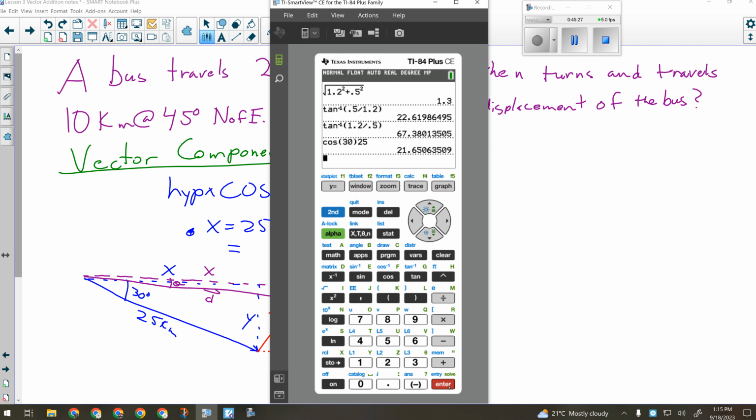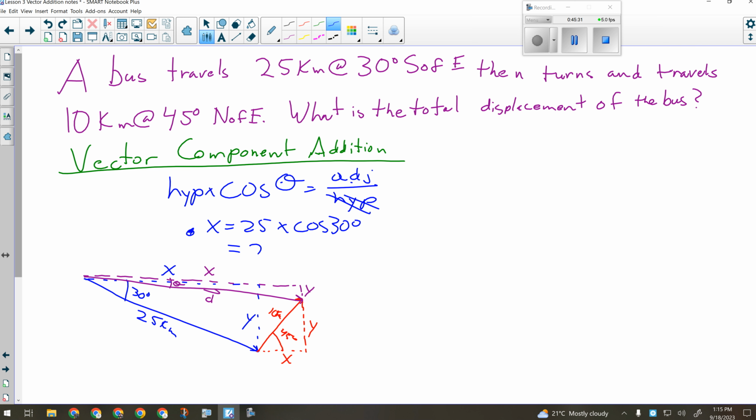Okay, so it's going to be 21.65 kilometers East. Okay, now, I'm keeping all those decimals in my calculator, okay? I'm not getting rid of them. I just didn't write them all on the board. But I'm going to keep them all. All right, what trig function will I use to get blue y?